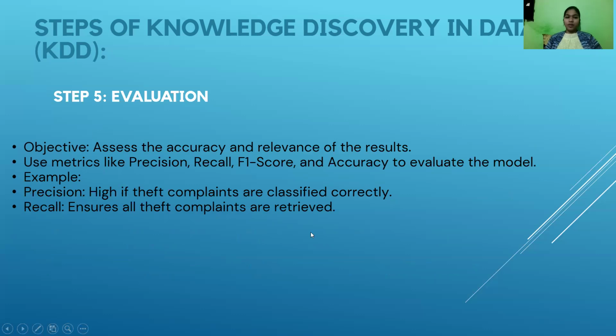Step 5, evaluation. Objective: assess the accuracy and relevance of the results. Use metrics like precision, recall, F1 score, and accuracy to evaluate the model. Example: precision is high if theft complaints are classified correctly. Recall ensures all theft complaints are retrieved.